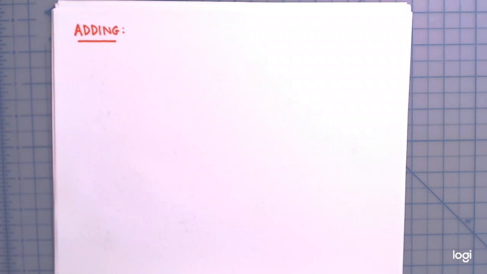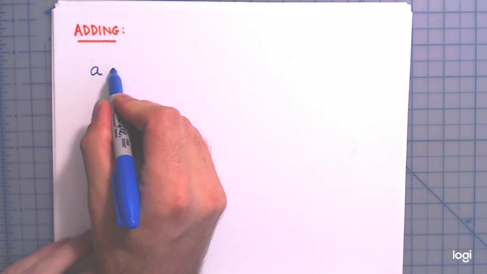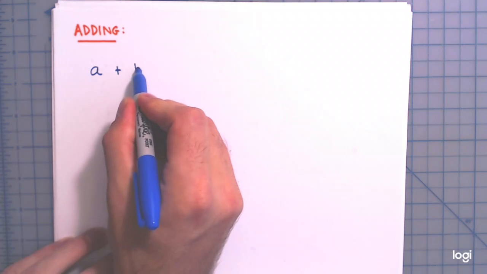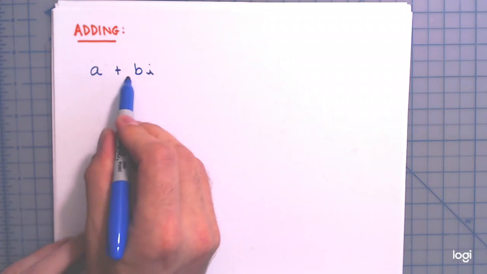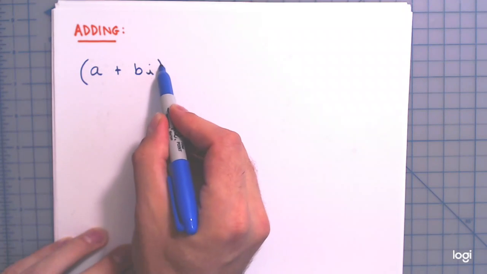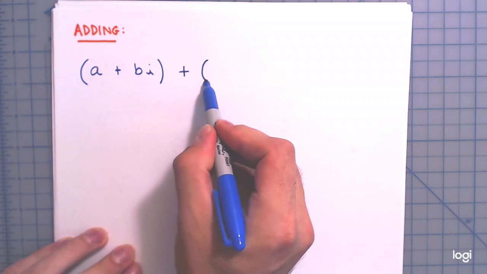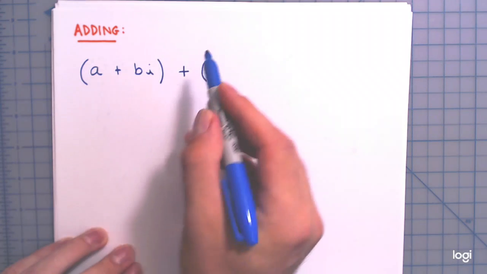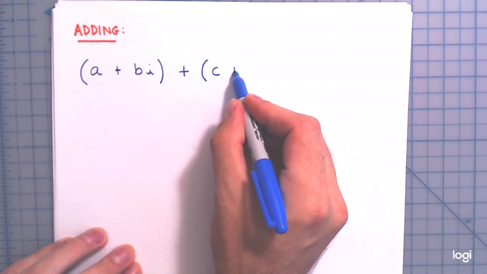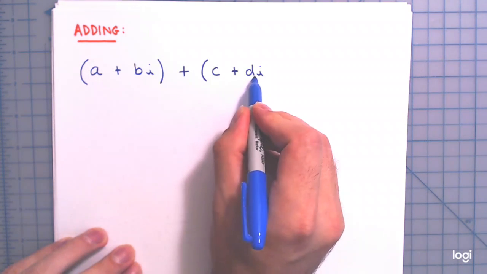Now remember, a complex number looks like the following. You have a plus bi, right, where a and b are real. So here's a complex number. And then suppose I add to that another complex number. So instead of a plus bi, how about c plus di, right? Again, another real number plus a pure imaginary.